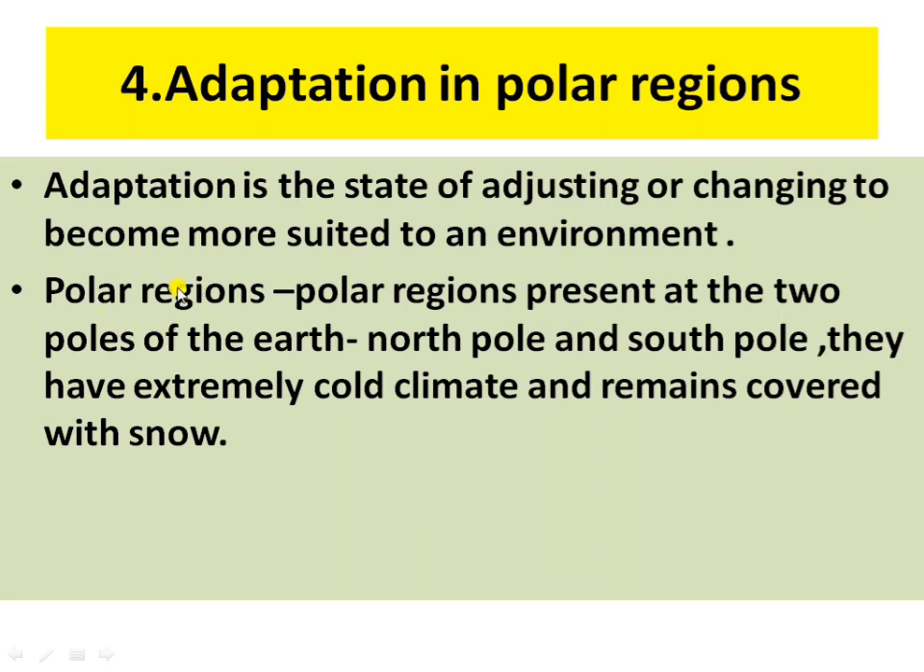Adaptation in the polar region. The polar regions are present at the poles of the Earth, the North Pole and the South Pole. They have an extremely cold climate and remain covered with snow. The temperature can be as low as minus 30 to minus 40 degrees Celsius. They do not have the sun continuously for 6 months, so they hardly have any light during the day.